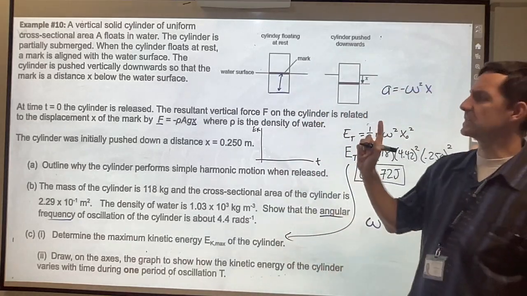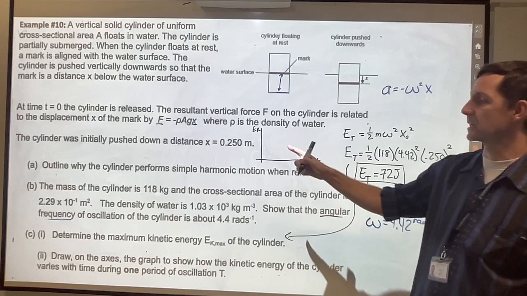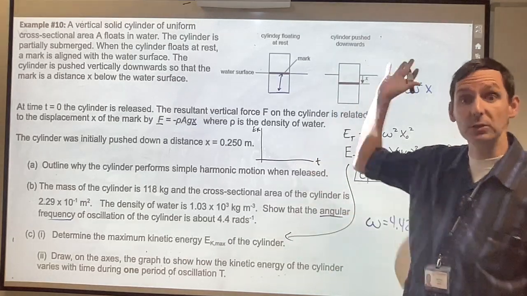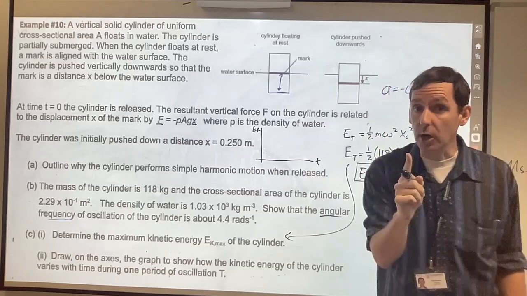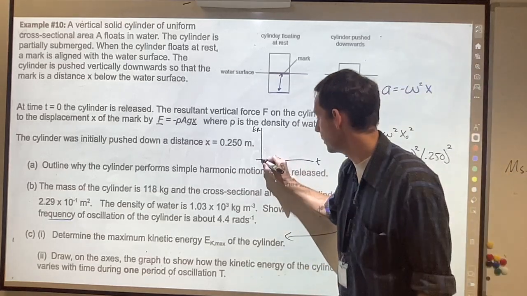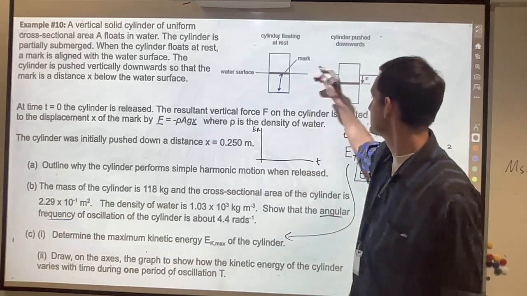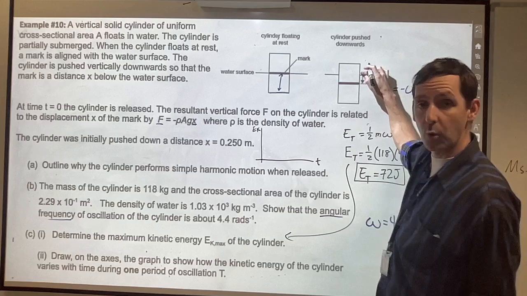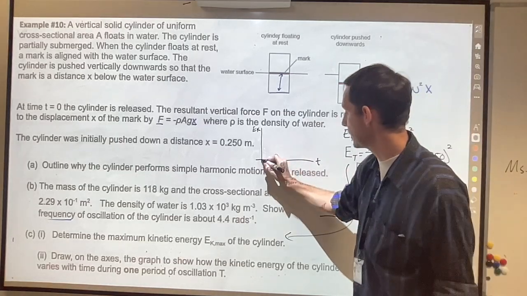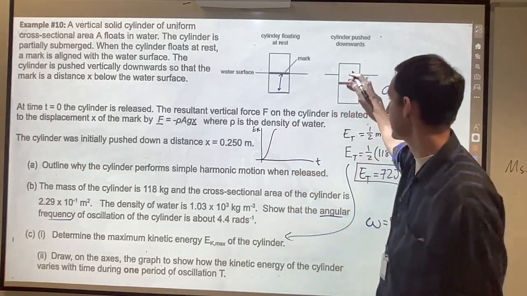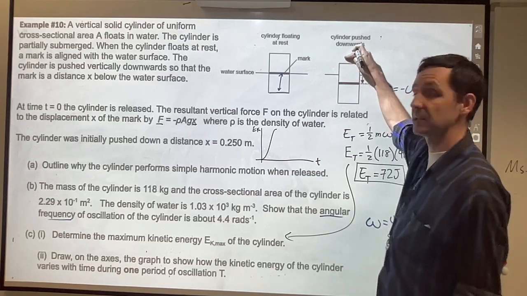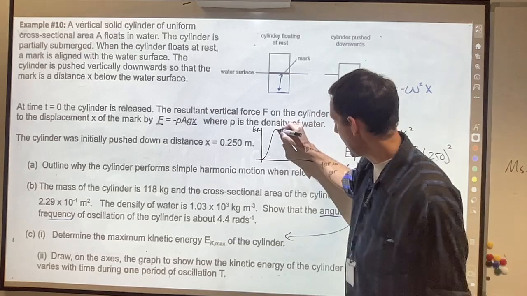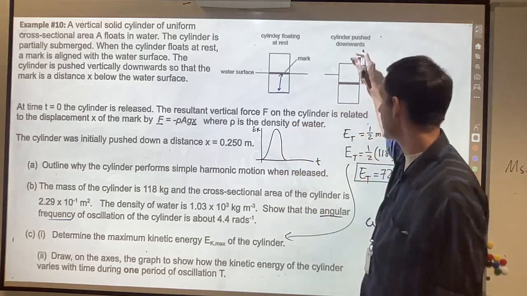So it does say it was initially pushed down a distance of x naught. So I push it down, so it's at rest, and then I release it. So I do need to start with my kinetic energy being 0. So it'll be 0, it's starting down, it's going to go up, and when the mark is at the water, that's going to be my maximum kinetic energy. It'll pass and go up to the top, and that's where it will stop. And so it'll come back down to have a kinetic energy of 0 again.